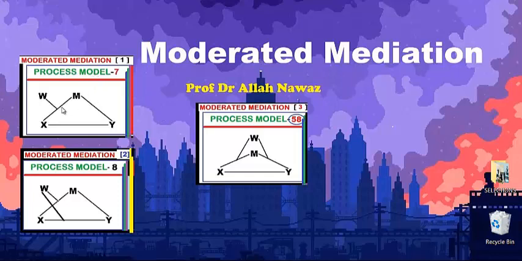In PROCESS model 7, we tested designation as a moderator, to see how it affects the X and M relationship. In model 8, we expanded the moderation model and put that condition on two paths, XM and XY. Today we are going to use the same moderator, designation, and test its impact on the XM and XY paths, the A and B paths.